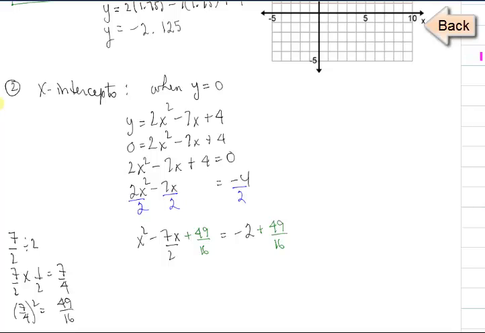So I can now take my trinomial and factor that, because that's a perfect square trinomial. The square root of 49 over 16 is 7 over 4. I'm going to keep the sign as minus. And then over on the right, I want to simplify negative 2 plus 49 over 16, and with your calculator that works out to be 17 over 16.